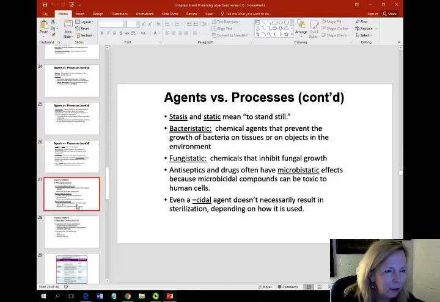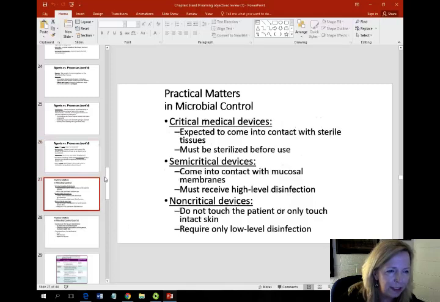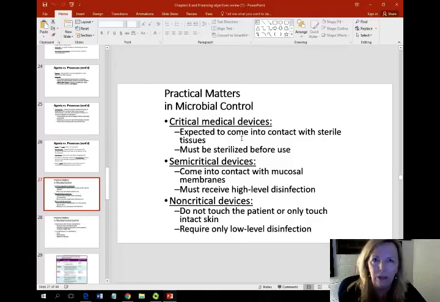So I had mentioned the cidal versus static, so we've done that. We'll move through this. I do want you to understand this idea of controls. There are some things that we consider critical, so they are expected to be sterile. There are some things that we consider semi-critical, and then some that are non-critical. Certainly with critical devices, like needles, you wouldn't want to use ones that weren't sterile before you open them up. As soon as they go through the skin, they're no longer sterile, and so we dispose of them the way that we're supposed to.